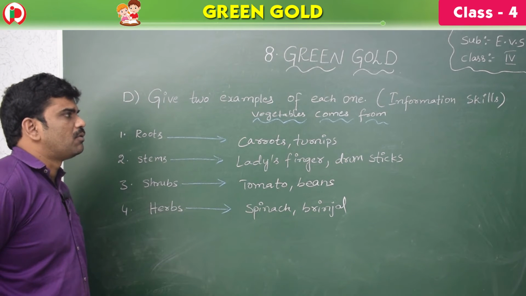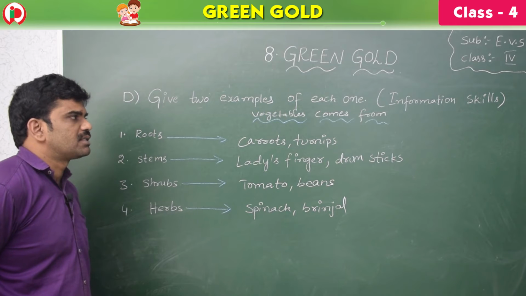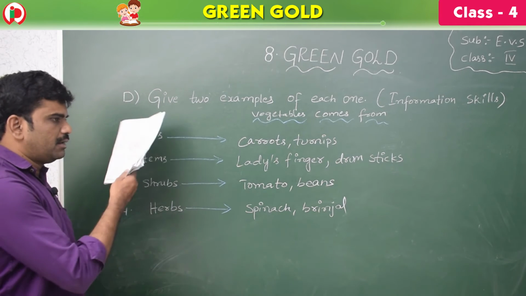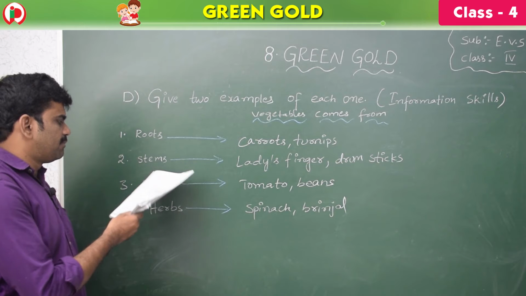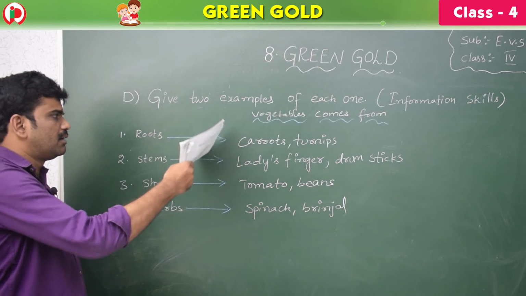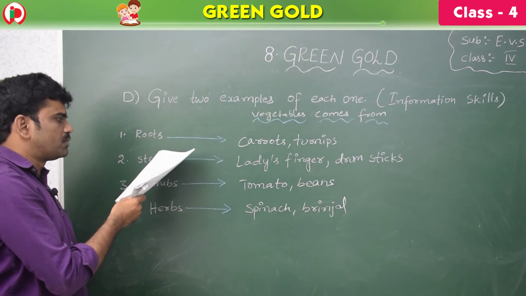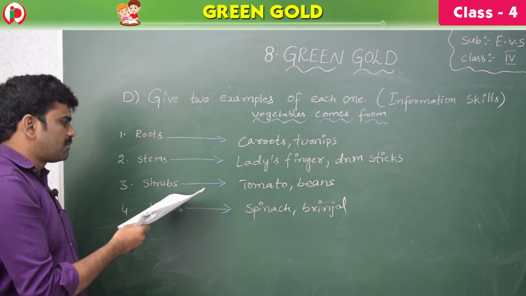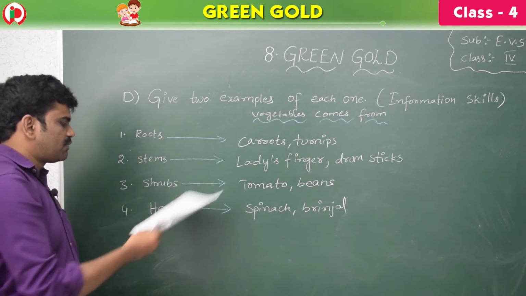Okay. Children, now see the D. Give two examples of each one. So this comes under information skills. Here, left side root, stem, shrubs and herbs are given. Now you have to write the vegetables which come from roots, vegetables which come from stem, vegetables which come from shrubs, vegetables which come from herbs.